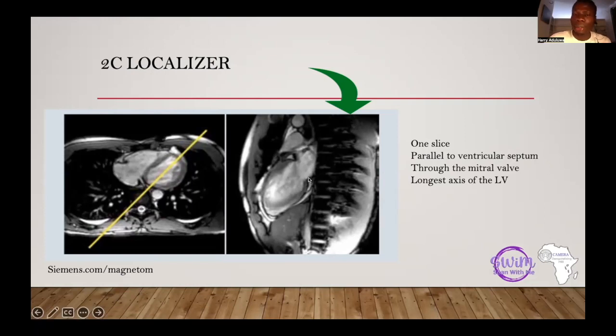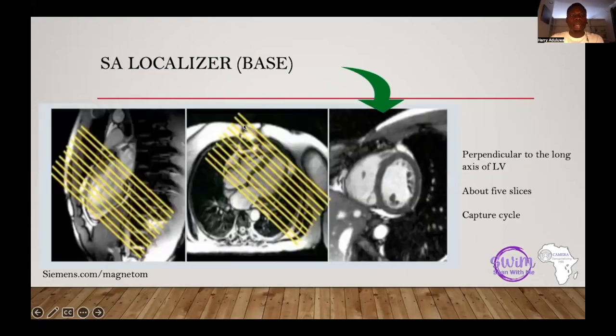You'll get this image here. See my green stuff here. This is the image you're going to get. So this becomes your localizer for the two chamber. When you want to plan your Cine, all you need to do is come back to this two chamber, copy the image slices or image position, put it there, and you go your way. You are done with this two chamber.